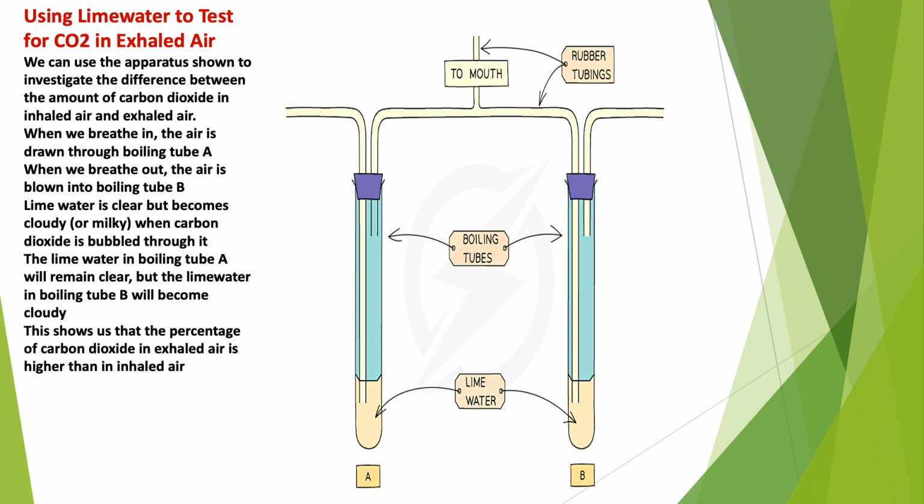Lime water is clear but becomes cloudy or milky when carbon dioxide is bubbled through it. The lime water in boiling tube A will remain clear, but the lime water in boiling tube B will become cloudy. This shows us that the percentage of carbon dioxide in exhaled air is higher than in the inhaled air.